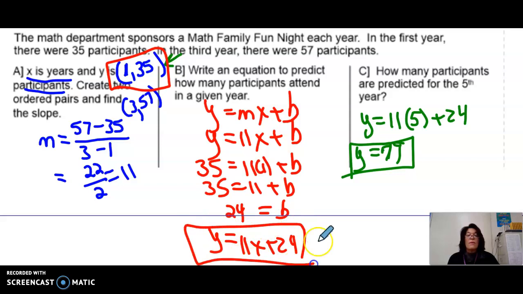Okay, so there's so many ways to do it, guys. I am not concerned with your process as long as you pick one that makes sense to you. I prefer point slope form to get me here. Some of you prefer slope intercept form. That's fine. Either way, we get y equals 11x plus 24, and we put 5 in and we make our prediction.